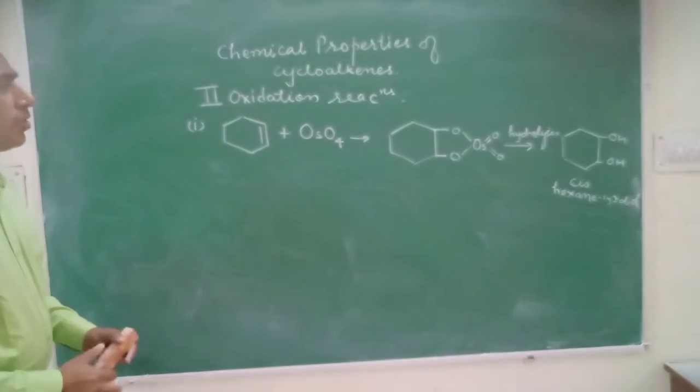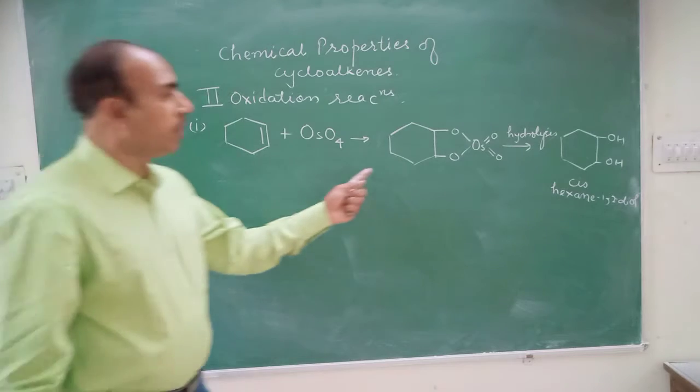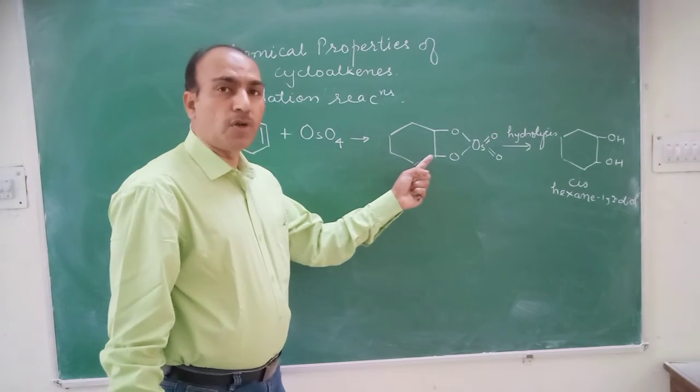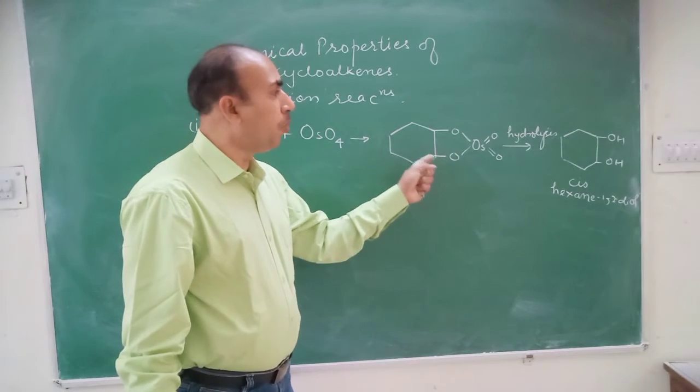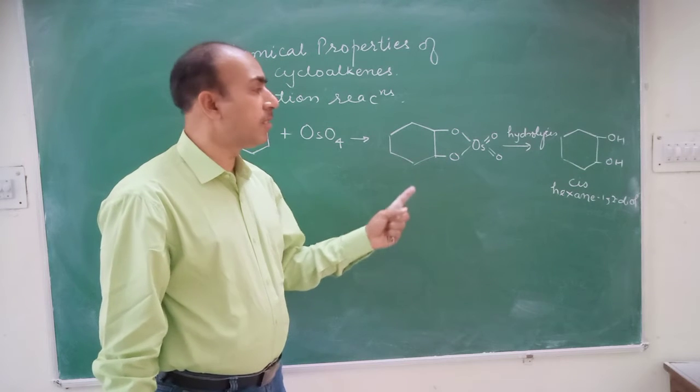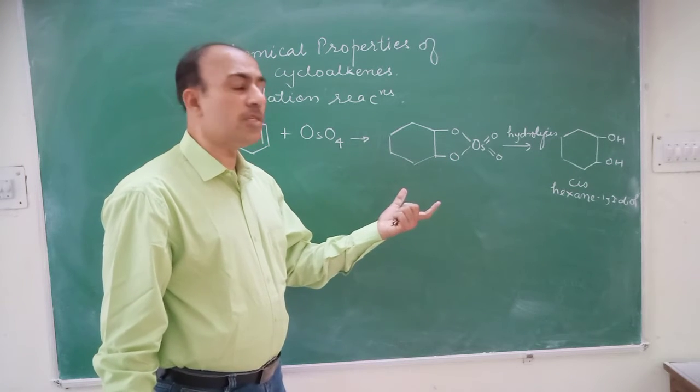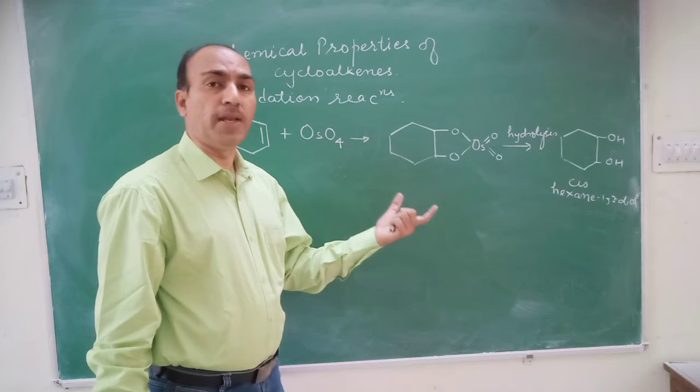So in this way, oxidation by osmium tetroxide is forming an intermediate complex like this, which on hydrolysis develops two OH groups on the same side of the double bond, that is cis addition. In this way, a cis diol is being formed similar to alkene.